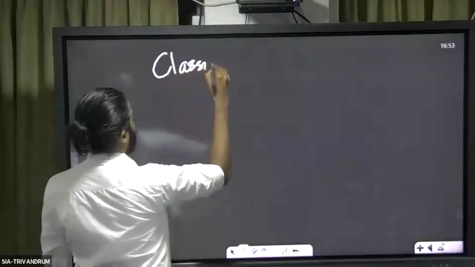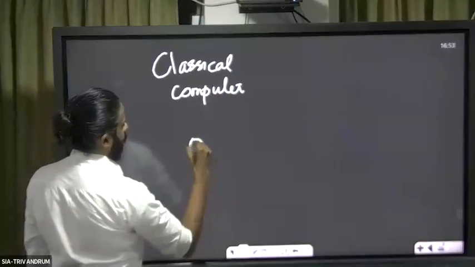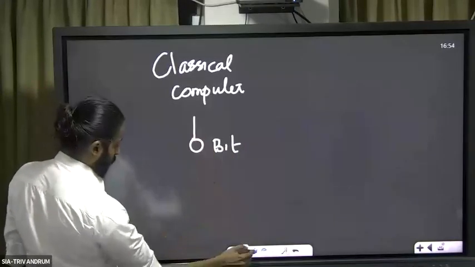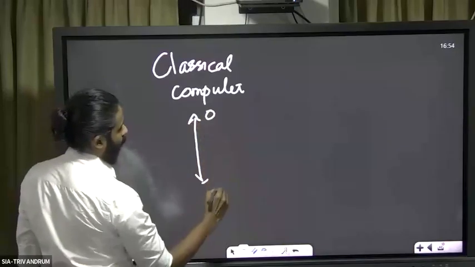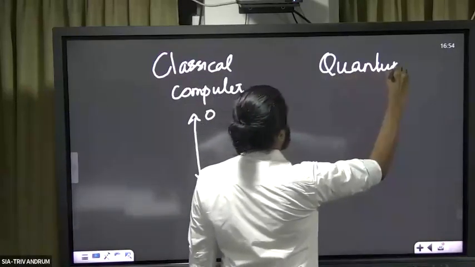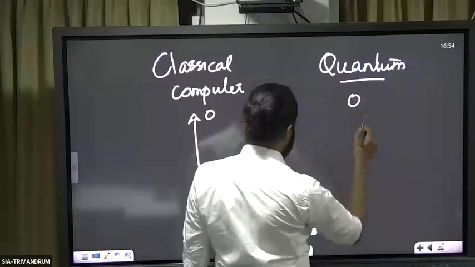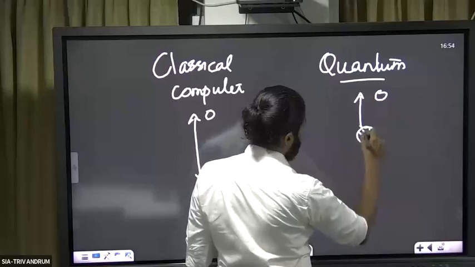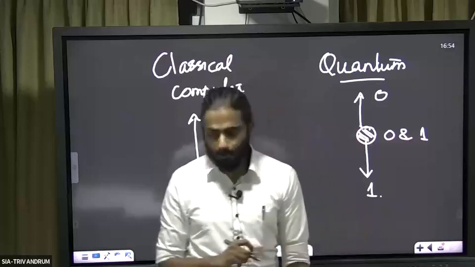So if we take a classical computer, consider this is a bit, it will be either 0 or 1. There is no in-between value. But for quantum computers, it can be 0, or there is a phase where it can be 0 and 1. It can be 1 also. So this is called superposition, right?